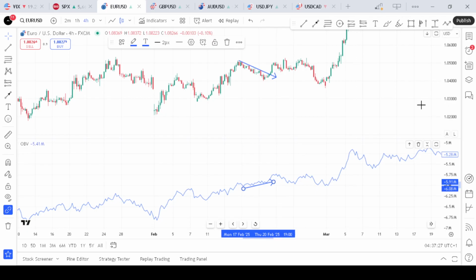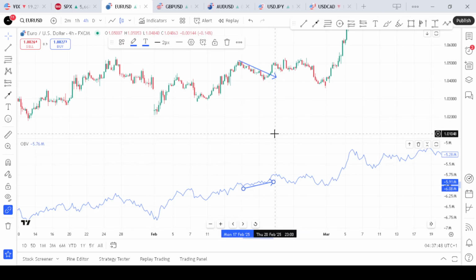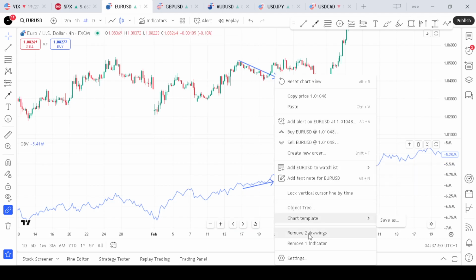Then a bearish divergence happens when price is rising but the OBV is falling. This suggests weakened buying pressure and could lead to a downtrend reversal. So we have both the bullish divergence and the bearish divergence. Now the third step is combining with other indicators.